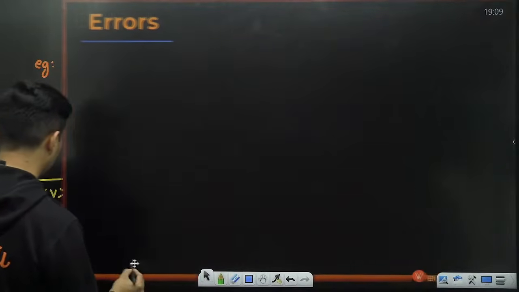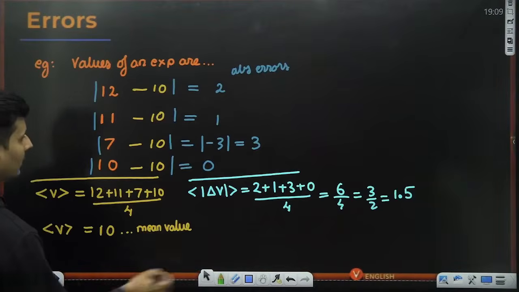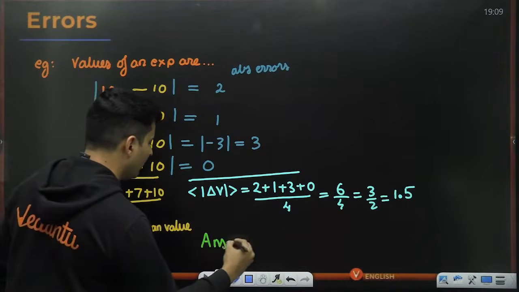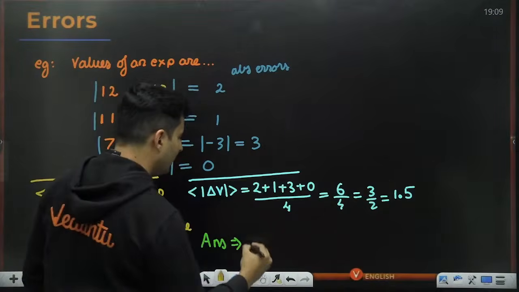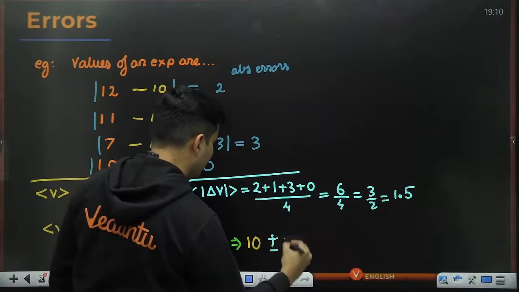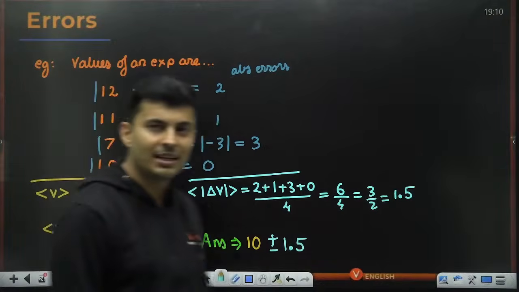Important thing, guys. So what will be my final answer? A lot of you are going to say, sir, the final answer is very simple. It is going to be nothing but 10, and then you are going to put plus or minus 1.5. But this is not correct. Can you identify the mistake in this?